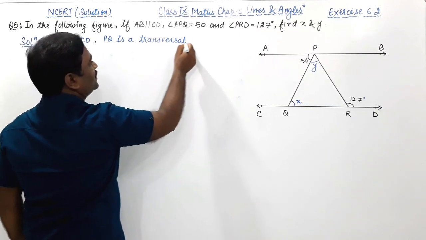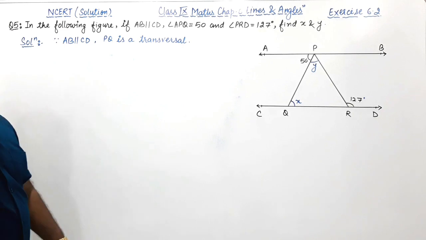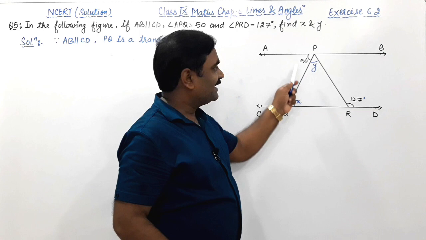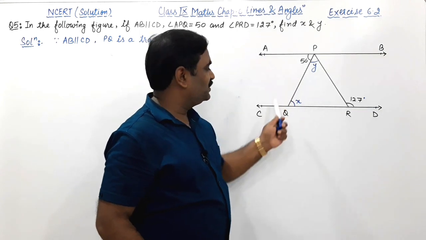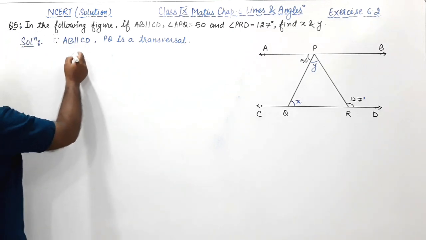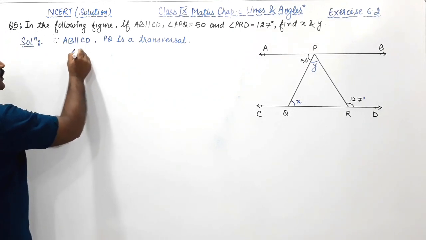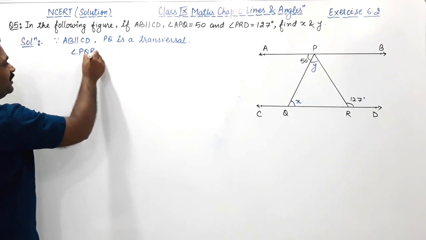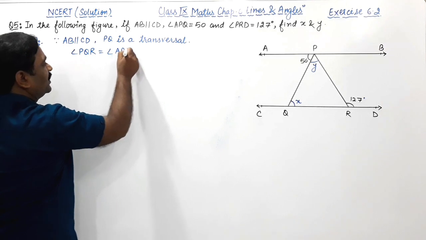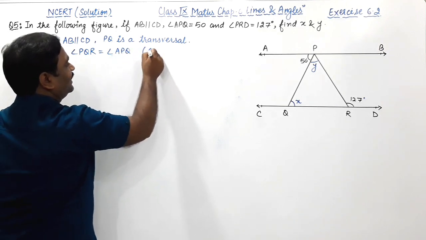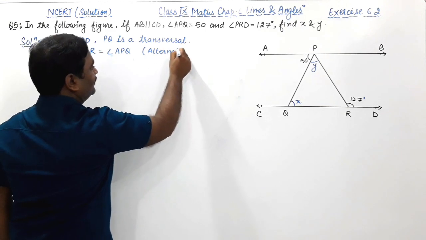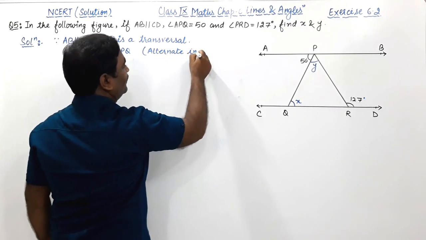Right, friends? PQ is a transversal. As PQ is a transversal, what will be the relation between X and 50? This angle APQ is equal to angle PQR. Why? Alternate interior angles. Therefore, angle PQR is equal to angle APQ. Why? They are alternate interior angles.